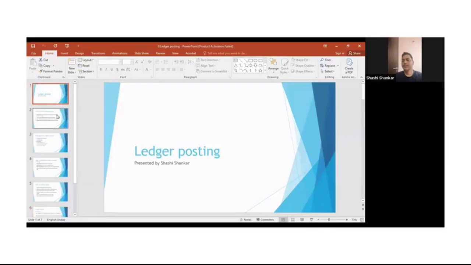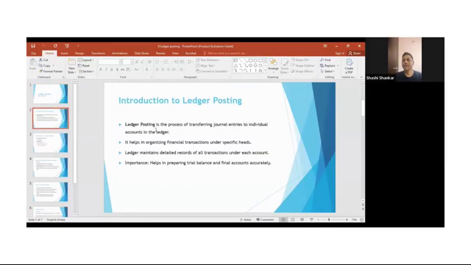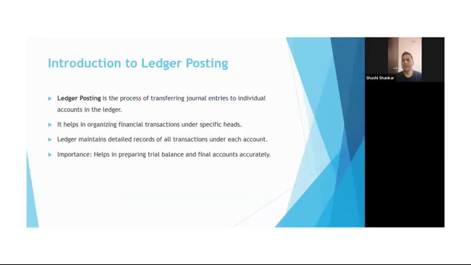All right. So within ledger posting, just to begin with the introduction, what is ledger posting? Ledger posting is the process of transferring journal entries to individual accounts in the ledger. As I mentioned, the journal is the backbone of accounting at the beginning, the very first step to record the daily transactions. The ledger is prepared on the basis of the entries recorded in the journal. So ledger posting has the individual accounts posting, right?